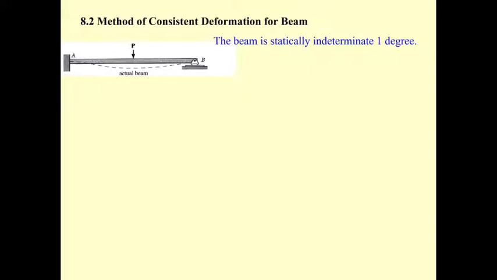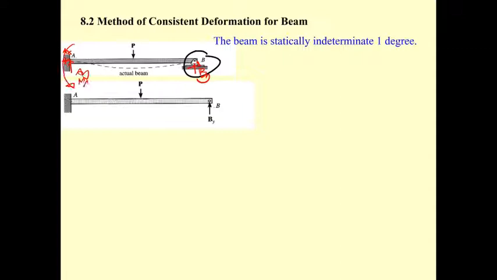Now come to the method of consistent deformation for the beam. We will start with the most basic one. We have the cantilever beam, and then an additional support at B. When we put this into position, we will have this one as the unknown B sub y. This one may have A sub x, this one A sub y, and this one M sub A. So the degree of indeterminacy equals 4 minus the equations of equilibrium, one free body diagram, so this is 1.